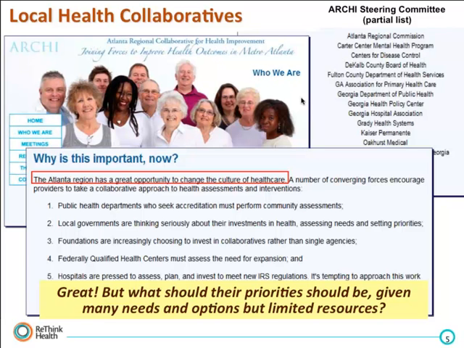Now here's a group that is very enthusiastic. They say that they want to do nothing less than change the culture of healthcare in Atlanta, and that's really a wonderful thing. It's great that these multiple stakeholders have come together to do something, but what should their priorities be, given that there are these many needs and options and only limited resources?